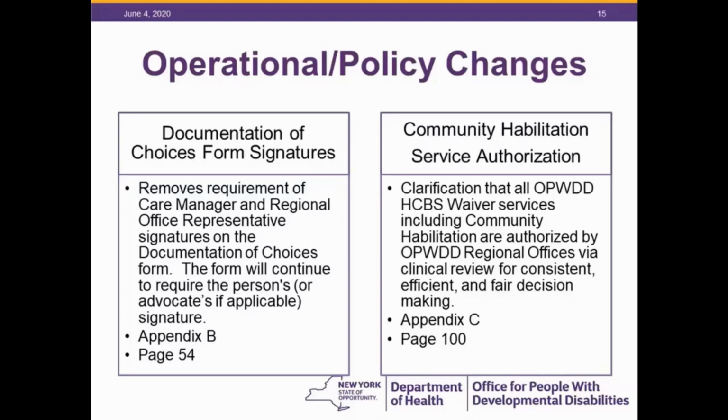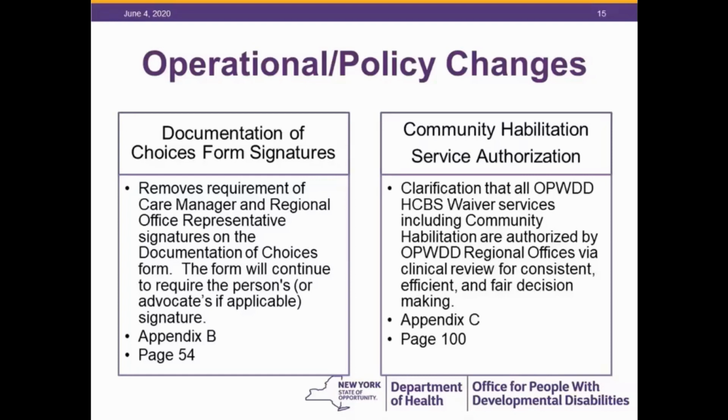So on your slide, on the right-hand side, we move on to our second operational policy change, and that is with regards to community habilitation service authorization. This change can be found in Appendix C, page 100. Essentially, we're proposing to add a sentence to the description of community habilitation to make clear that OPWDD will be implementing a review tool to meet the need for consistent decision-making throughout New York State. The guidance is under review, and it is anticipated that it will be implemented later in the year.